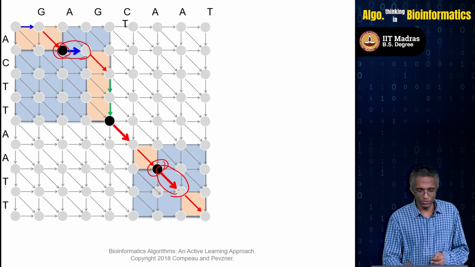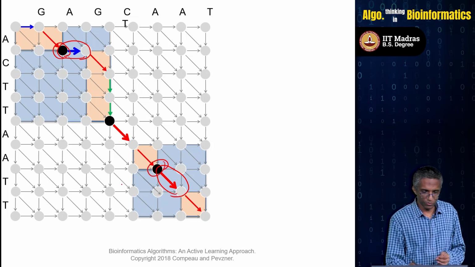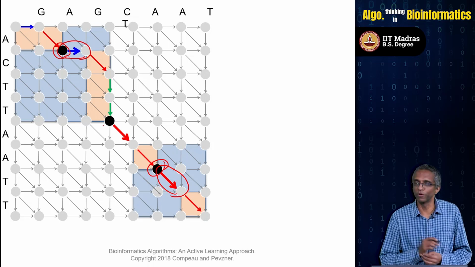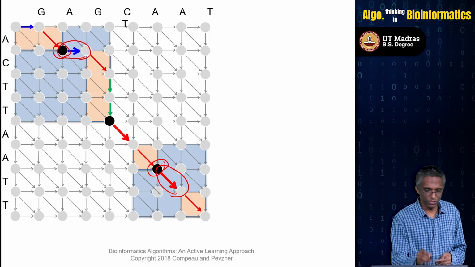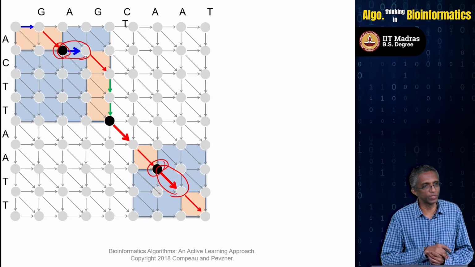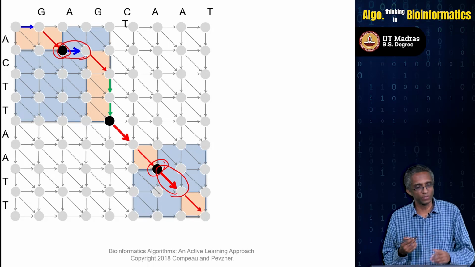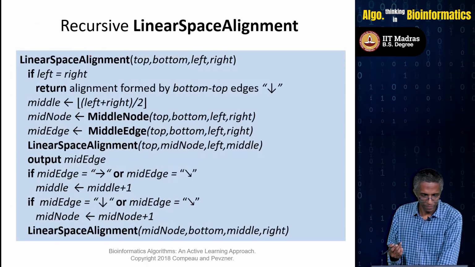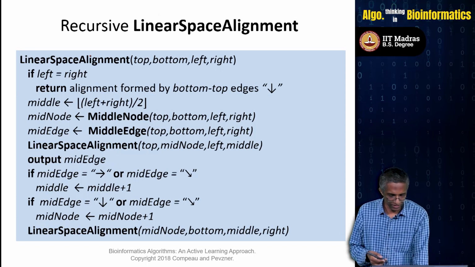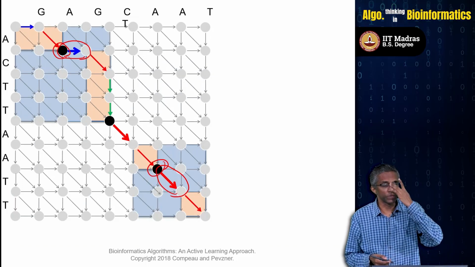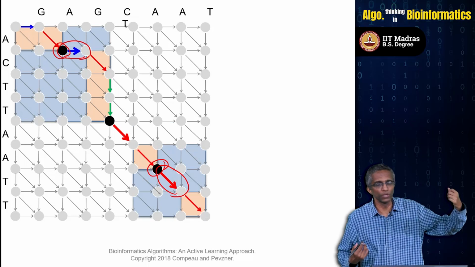Okay. So once you know the middle edge and the middle node, you just have to work on only these orange subproblems, right? Because the edge is given to you. Initially, you have to work on these blue subproblems. In the second level, you have to work on these orange subproblems. And then the whole algorithm looks like this. You can keep on recursing until you have figured out all the middle edges, and that gives you the full alignment path.